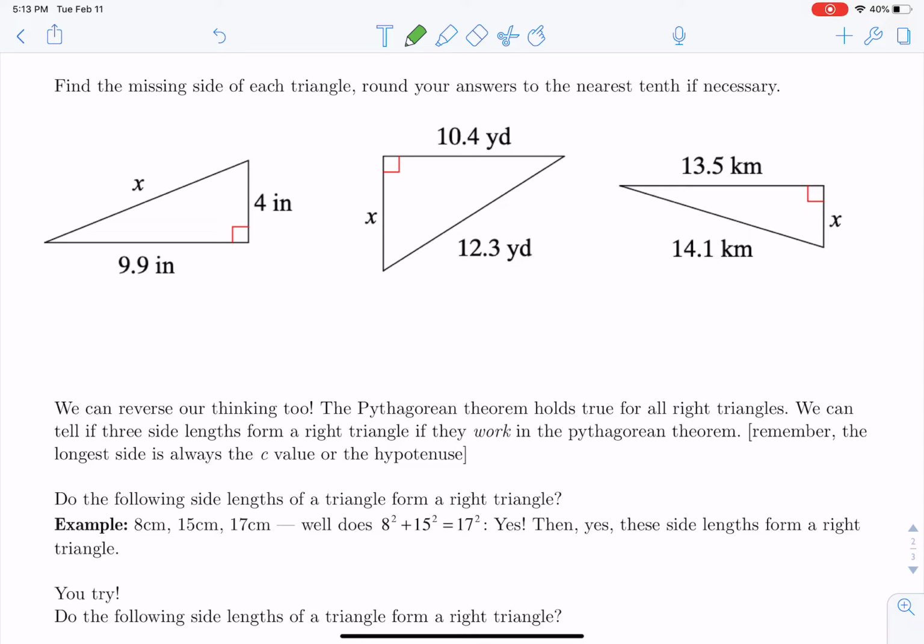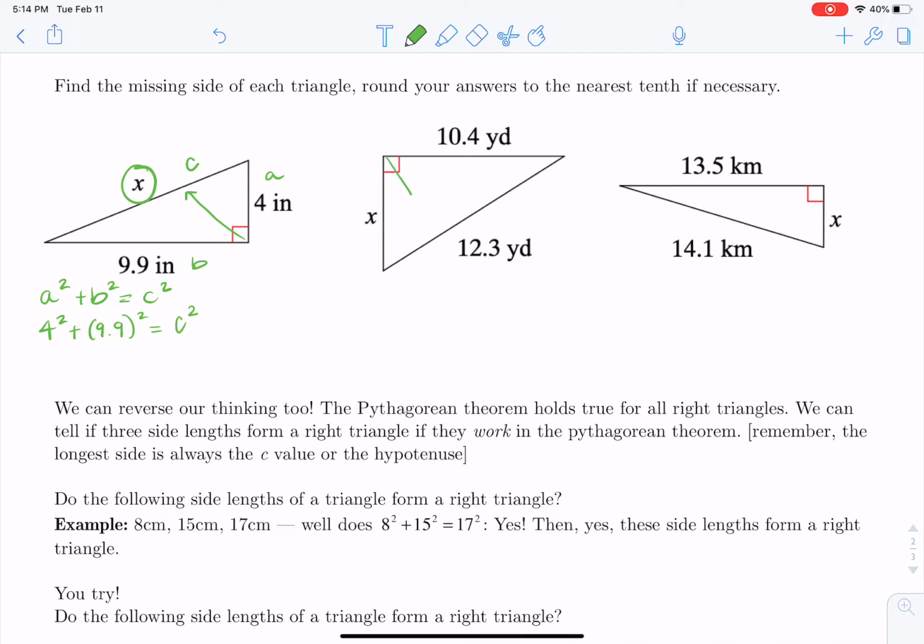So I'm going to just go ahead and label these triangles with you. So here, this will be my C value. We can call this A and this B, so let's go ahead and set it up. A squared plus B squared is equal to C squared. So 4 squared plus 9.9 squared is equal to, and we can say x squared if we'd like, or if we don't want to confuse ourselves, call this C squared, and just know that this is the missing side length that I'm searching for. So you can go ahead and evaluate that.